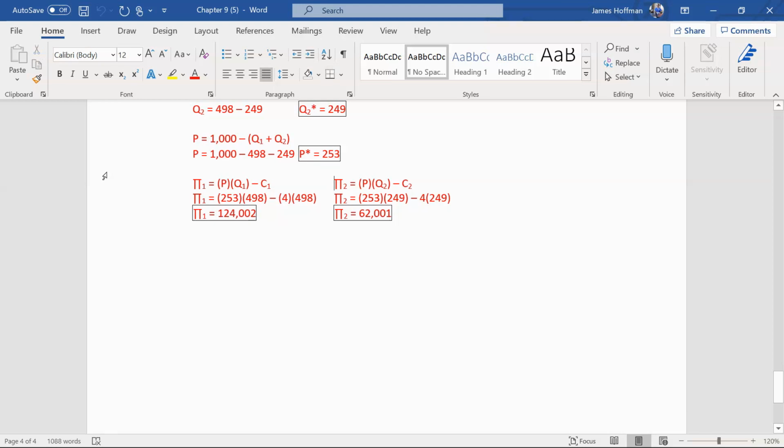Okay. And then for firm 2, its revenue minus its cost. Price was 253. Its output is 249, minus its cost, 4 times 249, and then its profit is essentially half of that, which is $63,001.